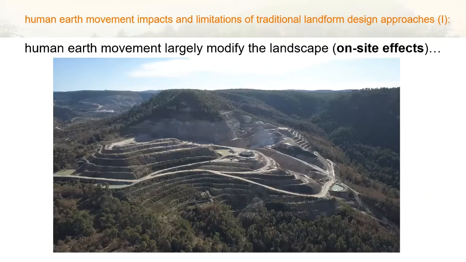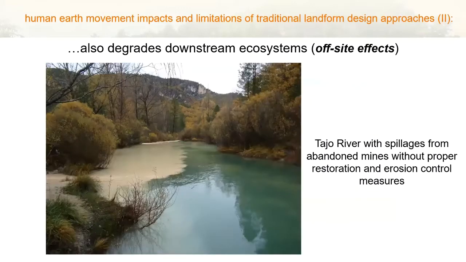However, human Earth movement activities not only modify the affected landscape, they also modify and in many cases destroy downstream landscapes. Normally they are associated with spillages that degrade the downstream fluvial ecosystem. Now in the presentation you can see an example from the Alto Tajo Natural Park here in Spain, where the Tajo River is receiving spillages from abandoned mines restored with traditional methods.